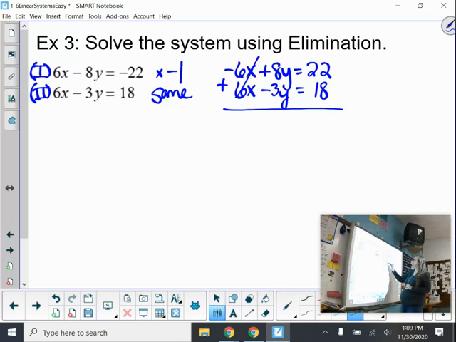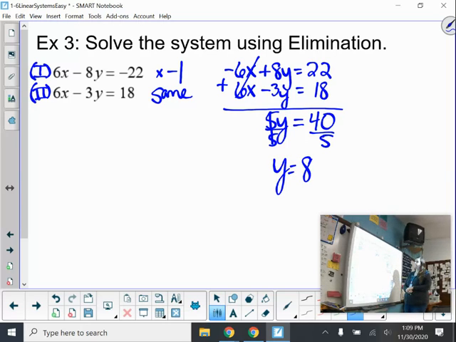8y plus a negative 3y is 5y, and 22 plus 18 is 40. So to finish this out, because it didn't give me a coefficient of 1 like it did in the last problem, I would divide by 5, and we get y is 8.